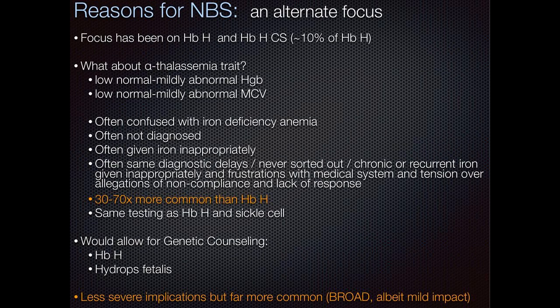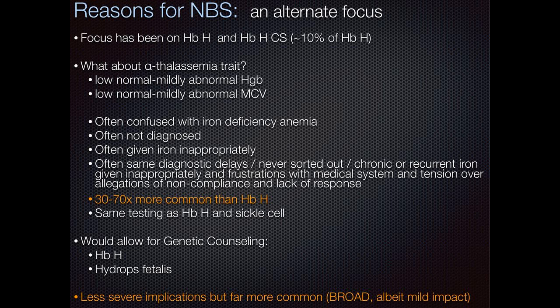So finally, I want to come at this from a different approach. There's been a lot of talk about screening for hemoglobin H disease. So what about alpha-thal trait? As brought up in the first talk, often there's a low normal or mildly abnormal hemoglobin and a low normal or mildly abnormal MCV.